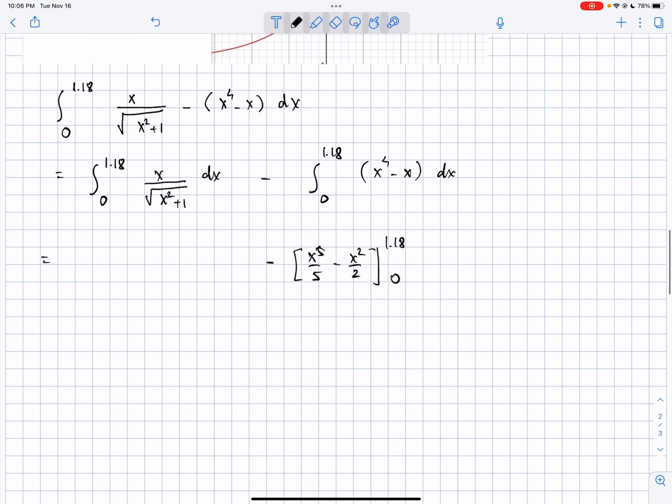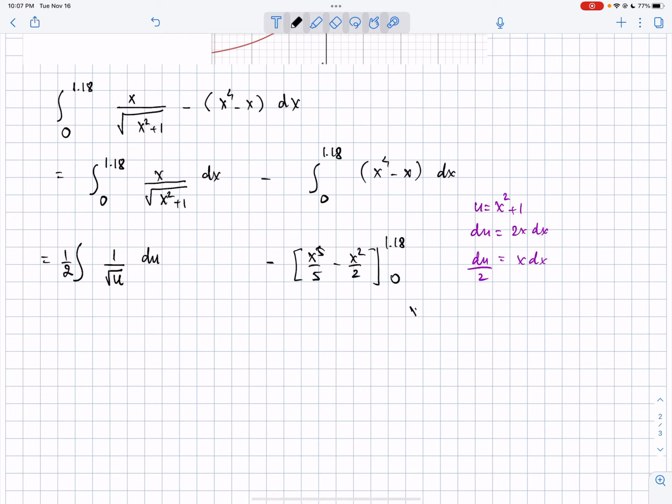For the other one, we have to use the substitution. So we let u be x squared plus 1, then du is 2x dx. We only need x dx, so we divide both sides by 2. Then x dx is du over 2. So I pull out the 1/2 to the front, and u is x squared plus 1, so we get square root of u in the denominator.